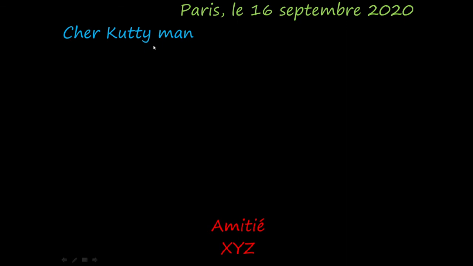Then you write to whom you address this postcard. For example, we write Cher Kutiman, or Sanjay, Ram, Prem. You just give any name here, and then the blank space here is where you'll be writing the message. In the next slide, we'll see the message. Then at the last, in the middle, we will write amitié. Amitié means friendly.